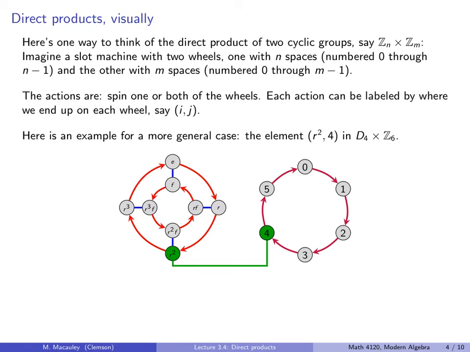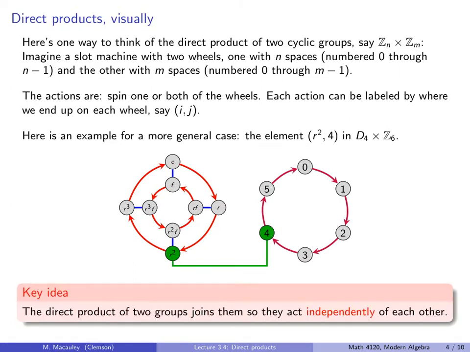So here's an example of an element in D4 cross Z6. But in general, you can think of it as having one group over here on the left, D4, the other group on the right, Z6, and elements in the direct product correspond with something in here and something in here. So, for example, pick an element r squared in D4, and pick an element, say, 4 in Z6. So the key idea is that the direct product of two groups joins them so they can act independently of each other.